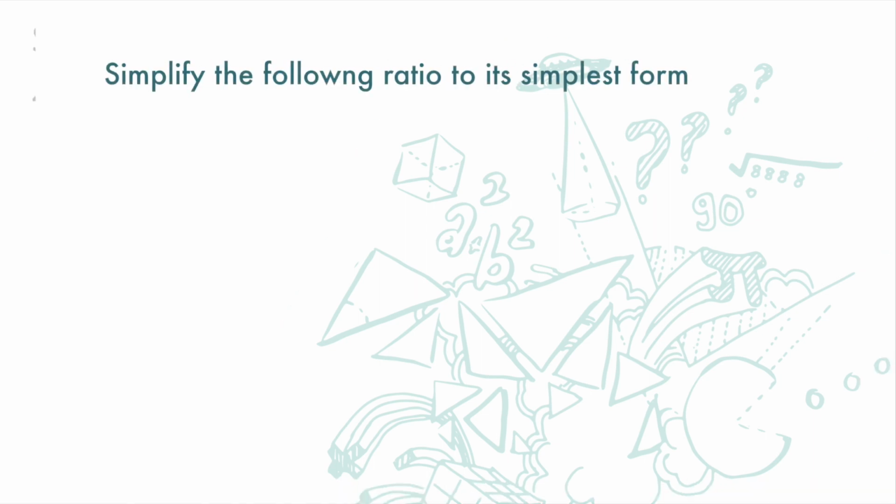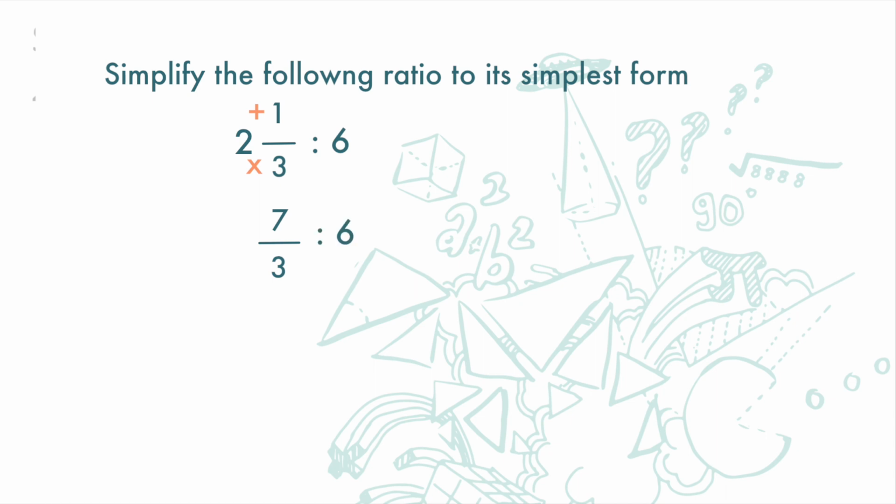Next, let's do a few questions on simplifying ratio. Remember that a ratio at its simplest form must be in whole numbers. Right, there is a mixed number in the ratio, so we will have to convert it into an improper fraction. 2 times 3 is 6, plus 1 is 7, so we have 7/3 to 6.